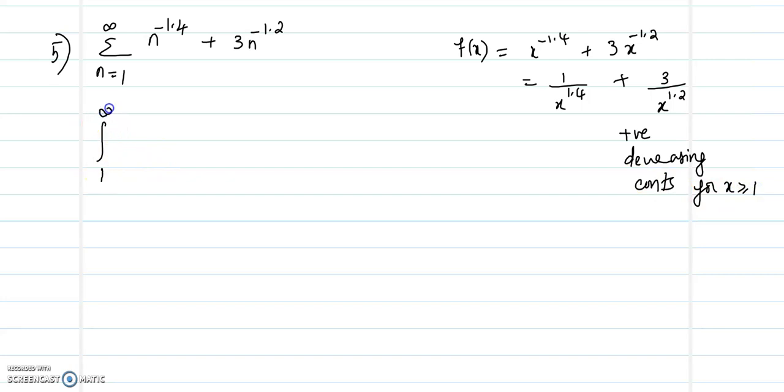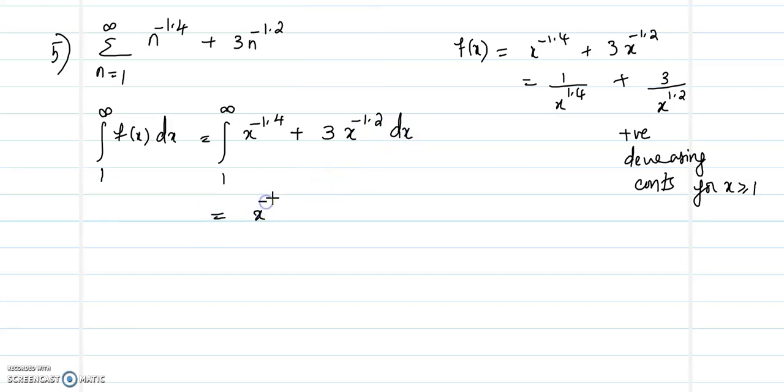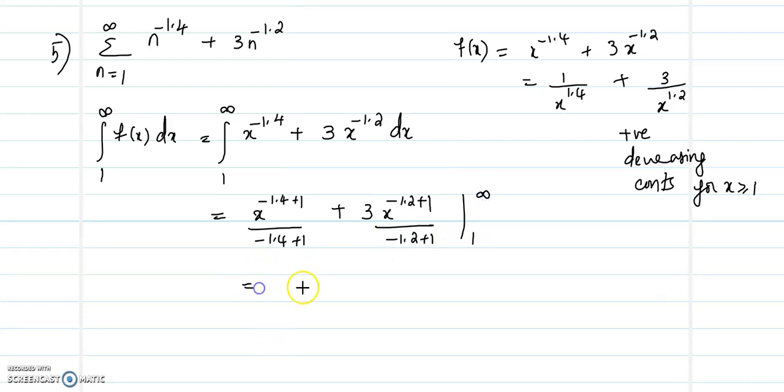So we will evaluate the integral from 1 to infinity of f of x dx. So that will be the integral from 1 to infinity of x raised to minus 1.4 plus 3 x raised to minus 1.2 dx. So the integral will be x raised to (minus 1.4 plus 1) by (minus 1.4 plus 1), plus 3 x raised to (minus 1.2 plus 1) by (minus 1.2 plus 1), from 1 to infinity. So that will be 1 by minus 0.4 x raised to 0.4 plus 3 by minus 0.2 x raised to 0.2, from 1 to infinity.